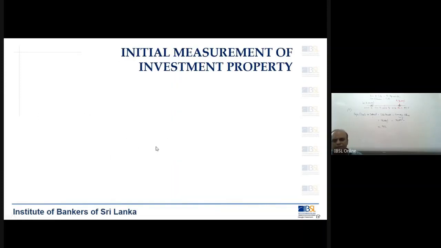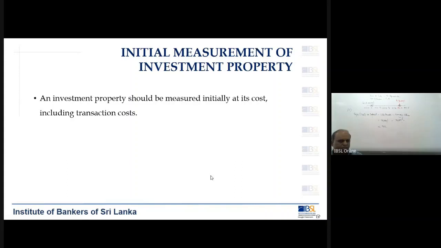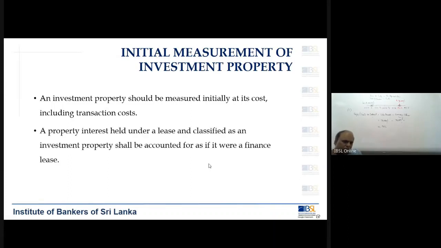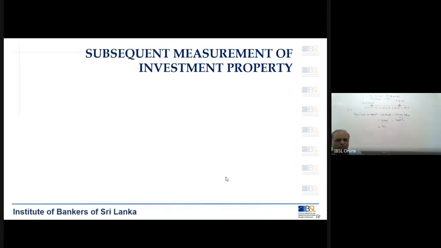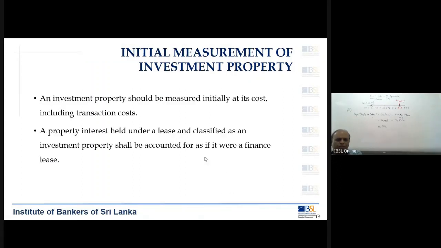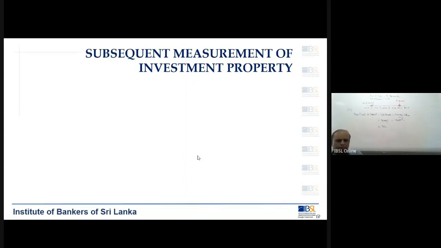Then we go into the initial measurement and subsequent measurement. Initial measurement: an investment property should be measured initially at its cost, including transaction costs. These are very similar to LKS 16. A property interest held under a lease and classified as an investment property shall be accounted for as if it were a finance lease. That is not relevant here because we are not going into finance leases now. So basically what you need to know is that investment property is initially considered at cost and then it will be considered at fair value. Fair value, that is what we are going to learn.